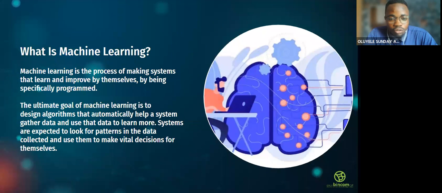So systems are expected to look for patterns in the data collected and use them to make vital decisions for themselves. So what we are saying is that the data given to this computer are supposed to look for things that are close, things that can be connected together, to make future predictions. So that is what machine learning is all about.